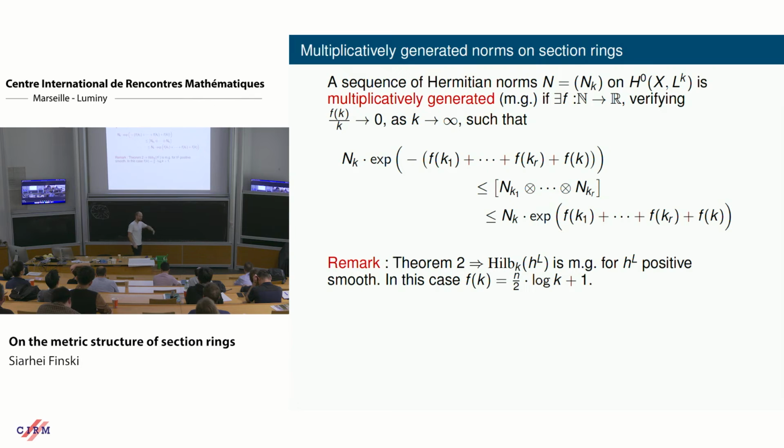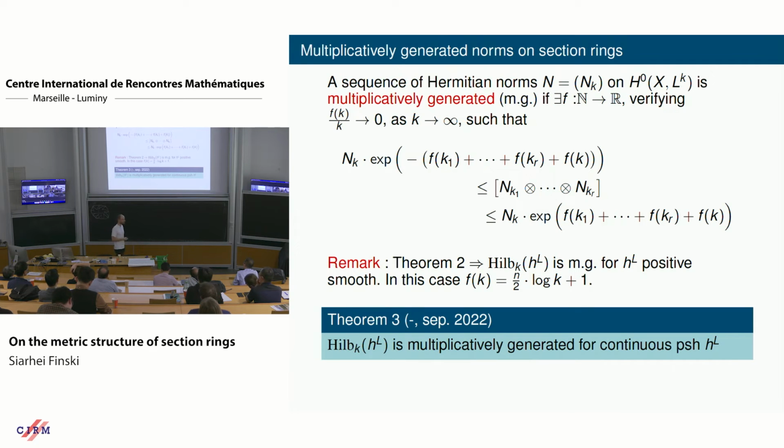As a first consequence of the previous theorem, I obtained that if you start with a smooth positive metric, then the hilps associated to those smooth positive metrics will be multiplicatively generated. And in fact, the associated function in this case will be just logarithmic. In particular, it will grow sublinearly. The next theorem says that, in fact, more generally, if you start with a metric which is continuous and PSH, not necessarily smooth, the associated hilps will always satisfy this condition. So it's a weaker condition than from theorem 2, but we are having a weaker regularity assumption.